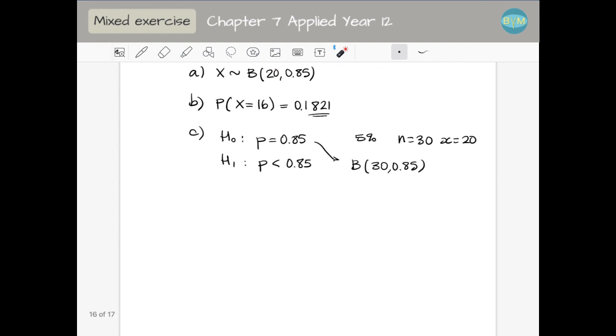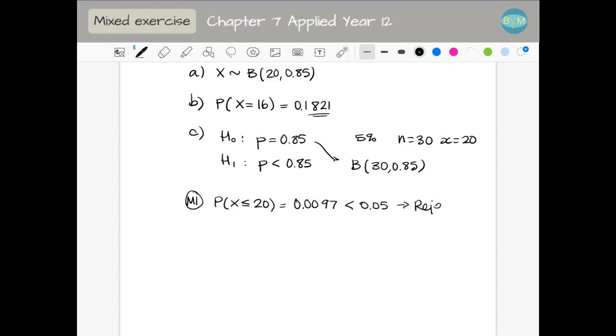So we are going to check the probability. I'm going to show you both methods. Probability of X being smaller or equal to the observed value, and we are going to compare that with the significance level. Binomial, 30, 0.85, X is 20, binomial CD on this occasion. This is 0.009657. This is smaller than the significance level, so we have to reject H0.